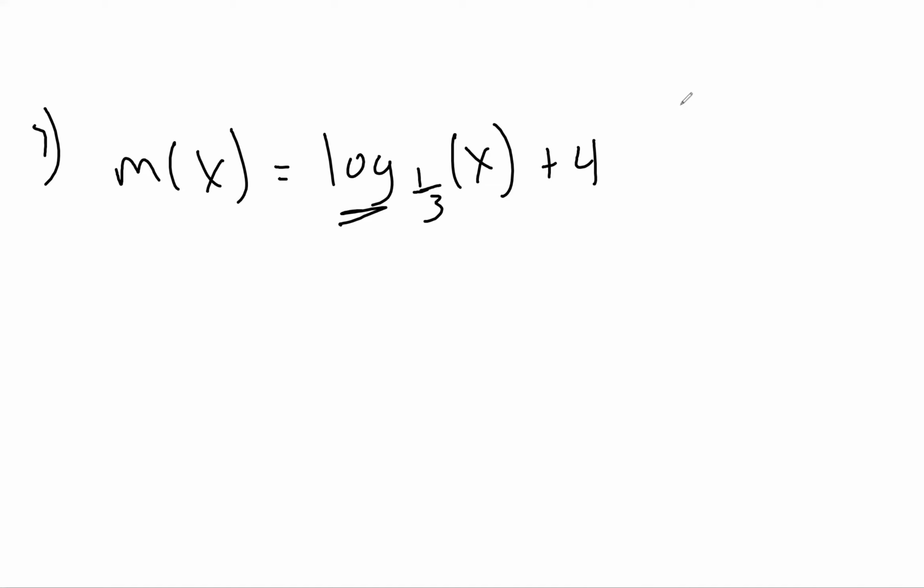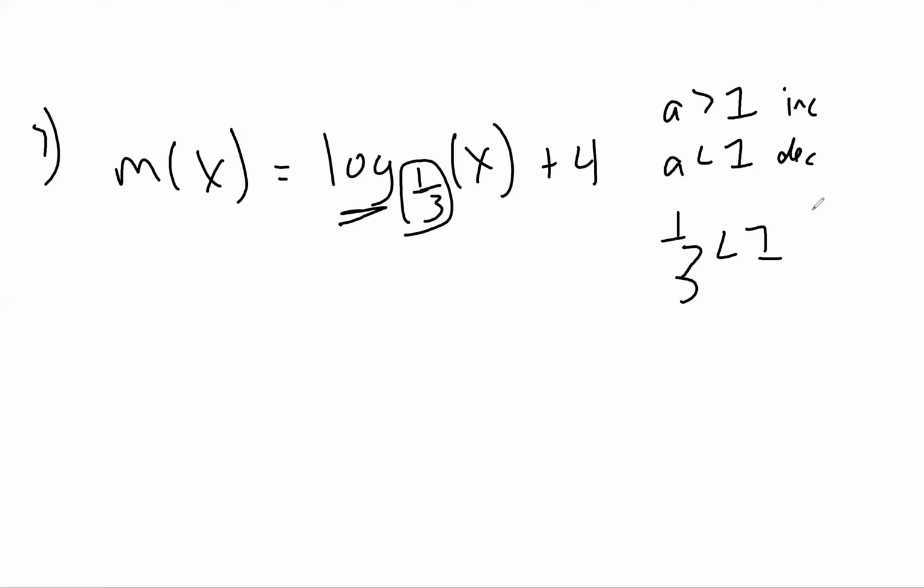And so we know that if our a value is greater than 1, it is an increasing function. We know that if our a is less than 1, it's going to be a decreasing function. So in this case, our base is 1/3, and 1/3 is less than 1. So it's going to look something like this, some type of a decreasing function.